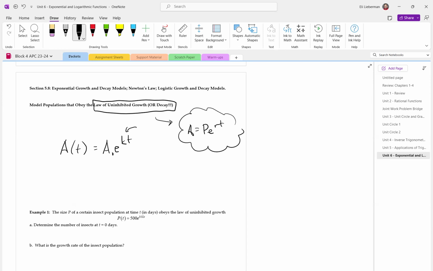This k is called the growth rate, just like it is with money. If that k is positive, we're talking about growth. If it's negative, it would be a decay rate. Do you remember the vocabulary used for this subscript zero? No. What is it? The A naught, this is the starting amount.